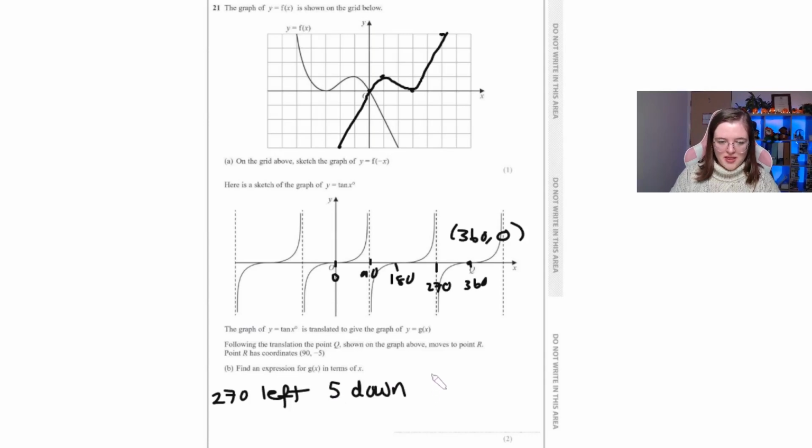Okay. And then we want an expression for g of x in terms of x using this guy here. So think about how we're going to write this then. Very similar to our other transformation up here. So if we've got y equals tan of x, what's going to happen to x? If we're moving 270 left, what we do is we put x plus 270.